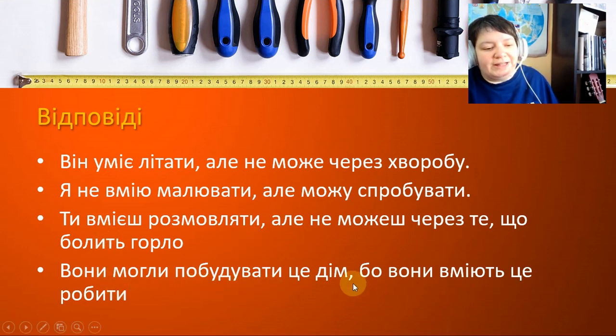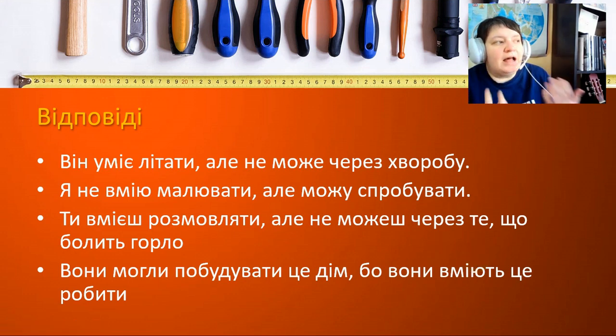Вони могли побудувати цей дім, бо вони вміють це робити. They could build that house because they can do it. So they have skills to do it. So again, when you physically can, or when you have an allowance to do it, or you have power to do it, you use могти. But when you have a skill to do it, it's вміти. So I hope you understand the difference. If not, write me in the comment. I will explain once more.